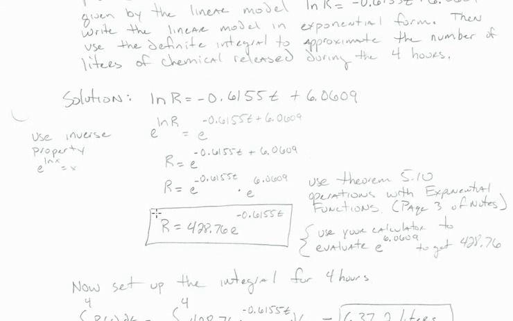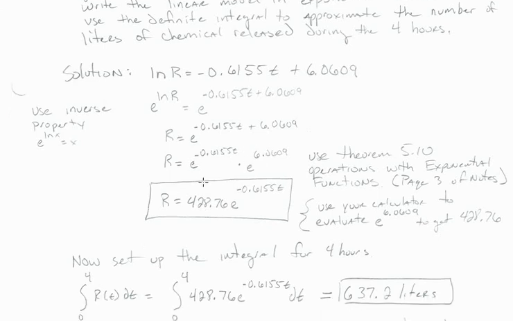So now we looked back at that piece. We have e to the negative 0.6155t plus 6.0609. That's our a and our b. Now we're going to rewrite that as multiplication. So e to the a times e to the b. Okay, so that's how we go from one step to the next here, taking a look at those properties, 5.10, on page 3 of the notes.